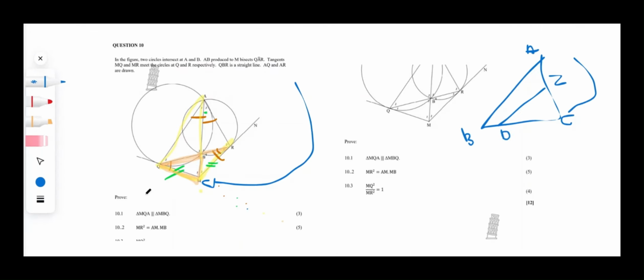10.2, we have to prove that MR to the power of 2 equals AM multiplied by MB. Now, a lot of students are completely horrified by these question types. They dread it. They have severe PTSD when it comes to these questions where you see a square root, and on top of that, you have an equation, and in addition to that, you have two lines that are being multiplied with one another.